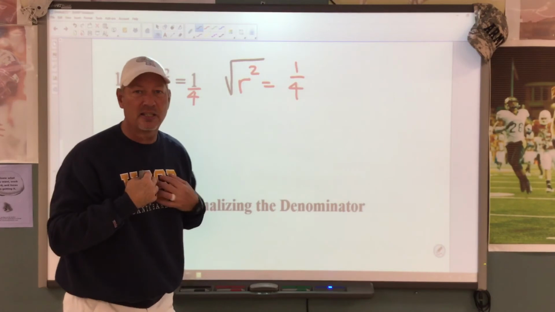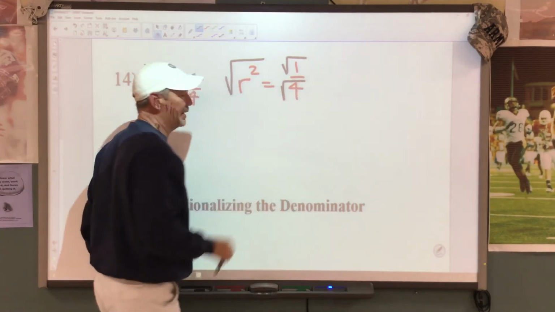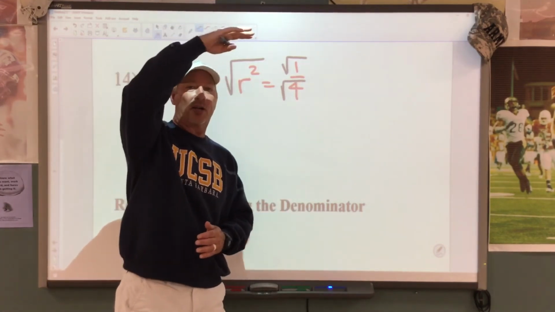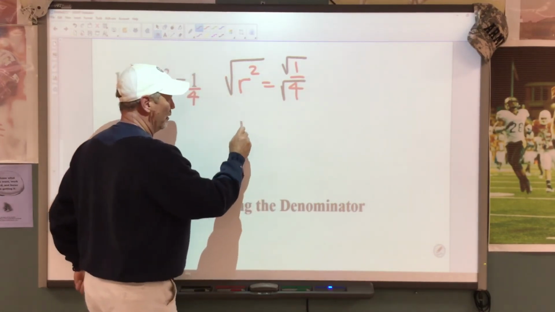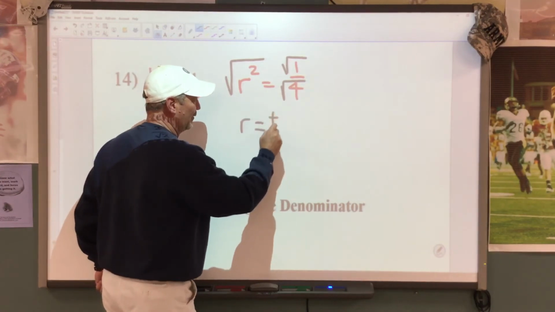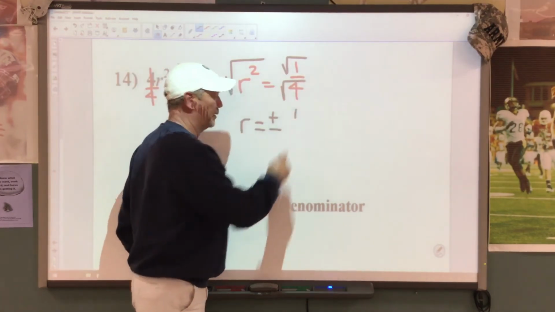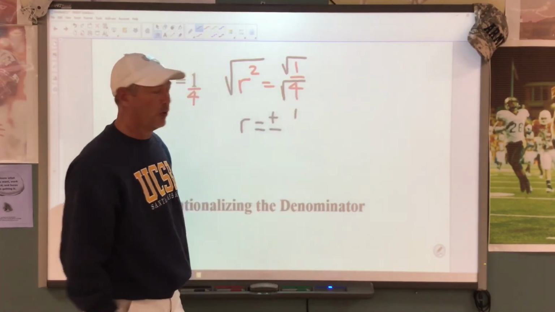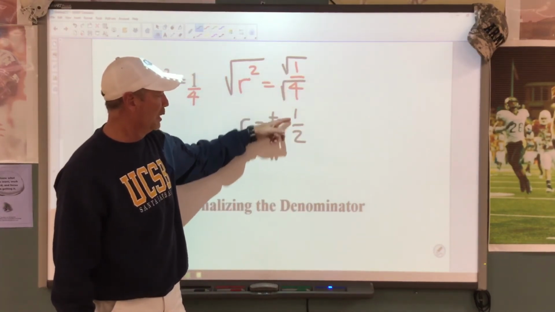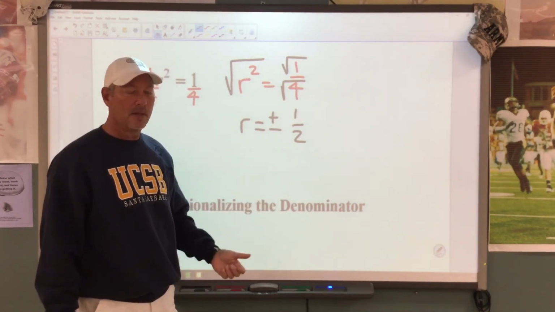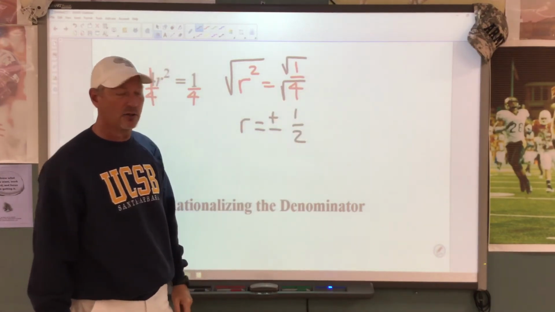We have the ability to split the radical like that. That's the same thing as one giant radical or 2 radicals, one for each part of the fraction. This will give us r equals plus or minus. What is the square root of 1? 1. What is the square root of 4? 2. So the square root of 1/4 would be 1/2. Got it? Now be careful because we're going to have to deal with this in just a second. Make sure you understand how to deal with the fractions.